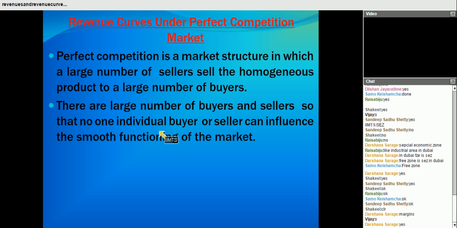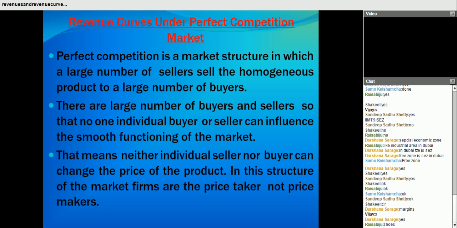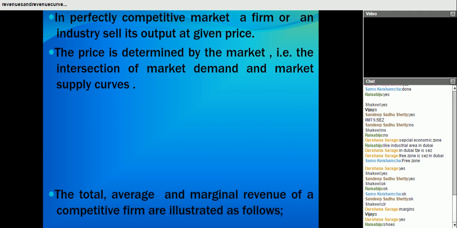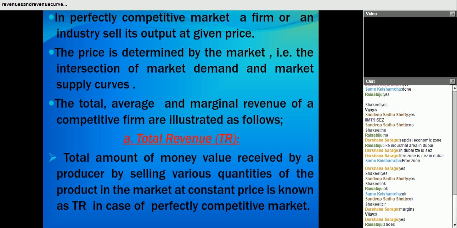So in this case, no individual buyer or seller can influence the smooth functioning of the market. Yes, shoe industry. The prices are decided by the free play of demand and supply. They will be adjusted on the basis of the demand and supply for the product. There will be no role of the sellers in deciding the price of the product. So the firms are price takers. They have to accept the prevailing price. Now let us see the graph for all of these: total revenue, marginal revenue and average revenue.